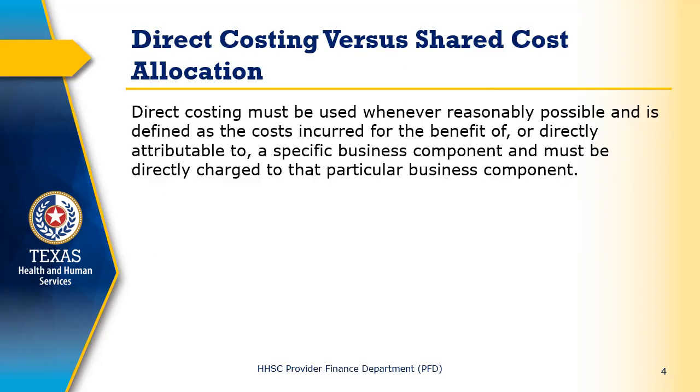355.102(J). Direct costing must be used whenever reasonably possible and is defined as the costs incurred for the benefit of or directly attributable to a specific business component and must be directly charged to that particular business component. In the next lesson, we will explore the factors that influence when allocation should be made.